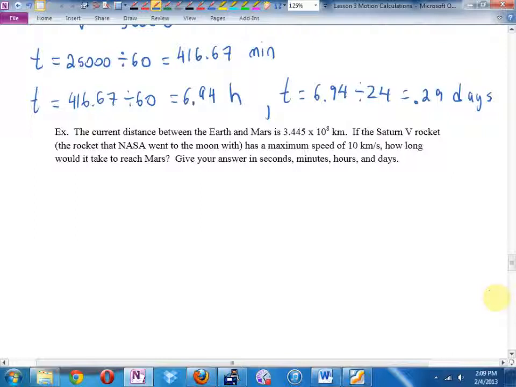The Saturn V rocket, these are the ones that we use to go to the moon, the big, huge white ones. Let me finish this and then you can. You've seen the old moon launches, the big, huge white rocket. Those are the Saturn V rockets. And the fastest they went, Curtis, was about 10 kilometers a second. 10,000 meters a second. How long would it take to reach Mars?